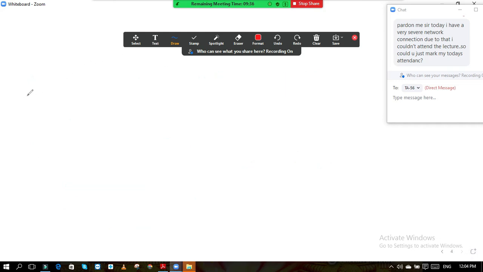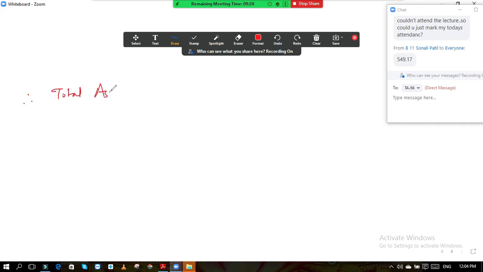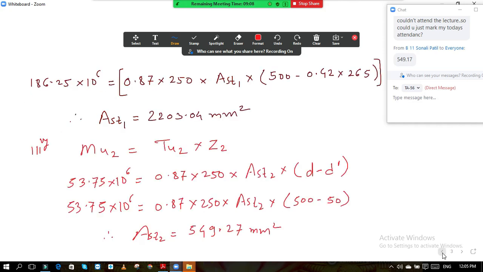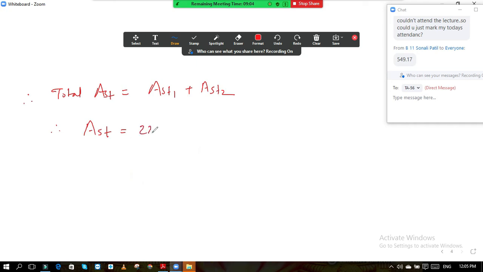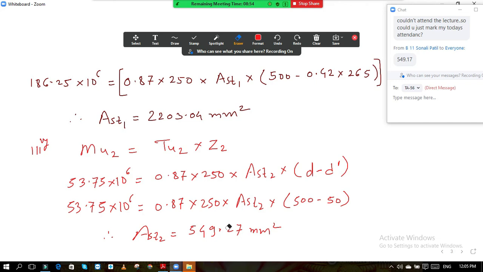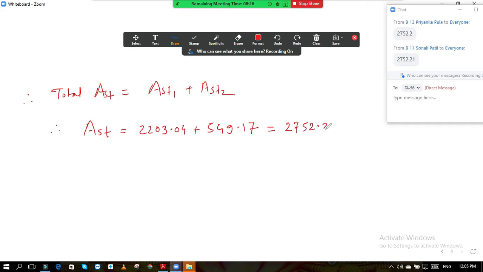So therefore, total AST, the total area of steel, is equal to AST1 plus AST2. That is 2203.04 plus 549.17. If you add this, you will get the total area of steel, 2752.2 mm square. So now we got the total value of AST.